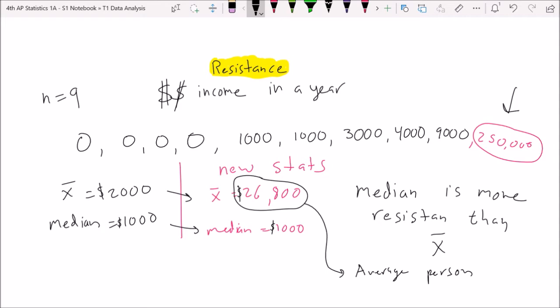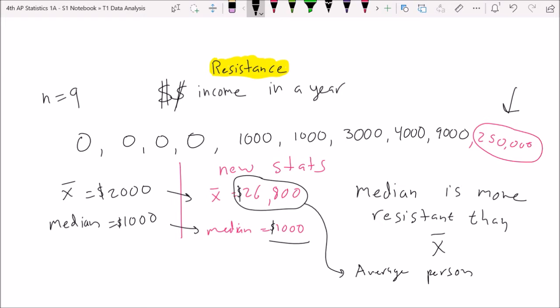It would make way more sense to say the median of the group is 1,000. That gives you an idea around which a lot of the people are. There's a few people at 1,000, a few people a little more, a few people a little less, and then you have one outlier at 250,000. So always be careful when you hear about the average this or the average that.